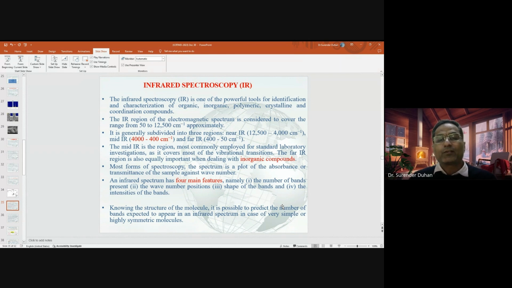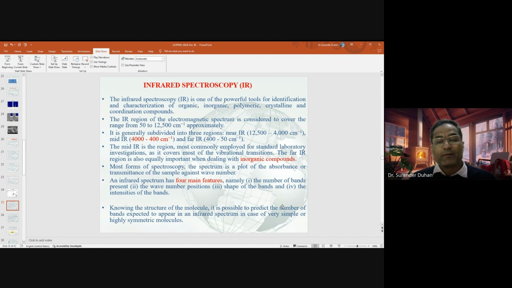Infrared spectroscopy is a powerful tool for identification and characterization of organic, inorganic, polymeric, crystalline, and coordination compounds. The mid-IR region is very important, most commonly used in the range 4,000 to 400 centimeters inverse. The far-IR region is also equally important when dealing with inorganic compounds.